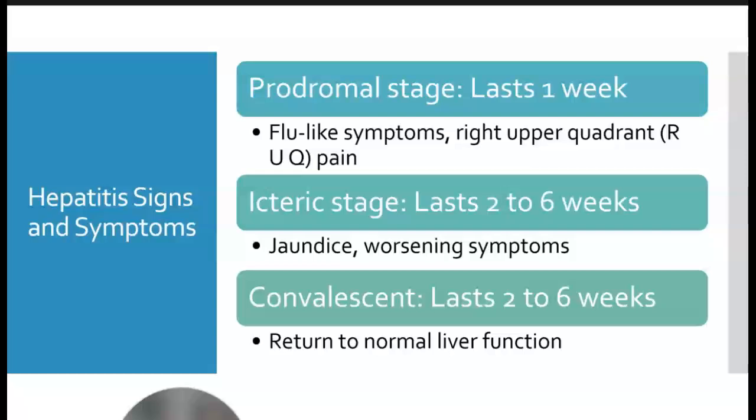Okay, so what kind of signs and symptoms are we going to see? So we're going to see a couple different things. Remember the prodromal stages of illness. So as far as hepatitis, the first thing you're going to get is flu-like symptoms. Fever, chills, headache, those types of things. You might have some right upper quadrant pain. And then you're going to get into the icteric stage. Icteric just means you're going to become jaundiced, and those symptoms are going to become much worse.